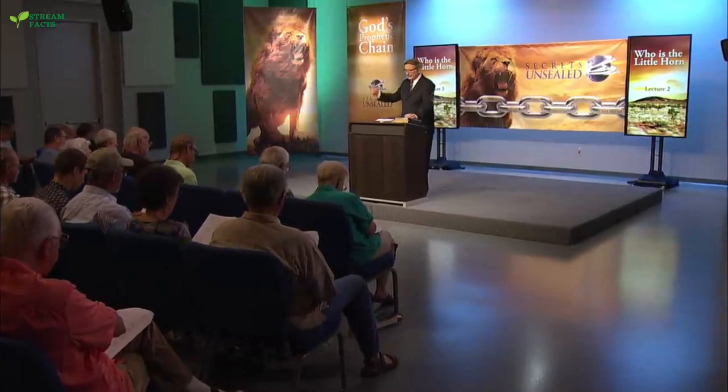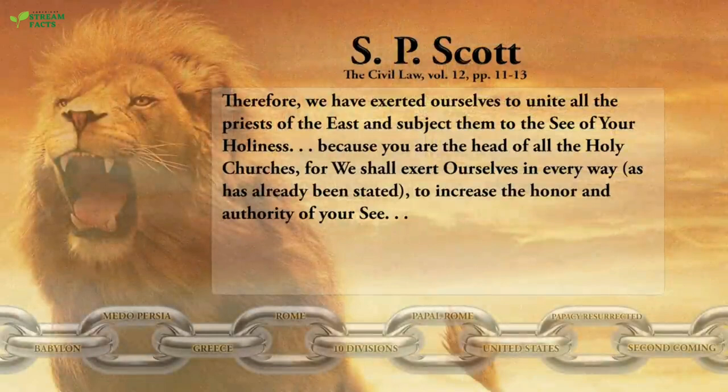I want you to notice the statement that was made by the emperor Justinian about the Pope. He's writing a letter actually to Pope John. It says, "Therefore, we have exerted ourselves, that is the emperors, to unite all the priests of the East and subject them to your holiness, because you are the head of all the churches, for we shall exert ourselves in every way, as has already been stated, to increase the honor and authority of your see."